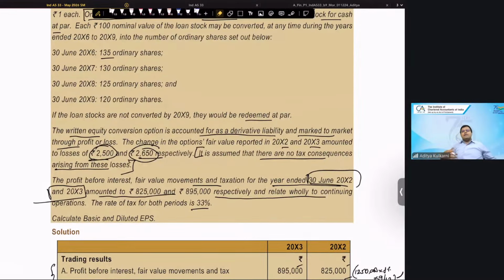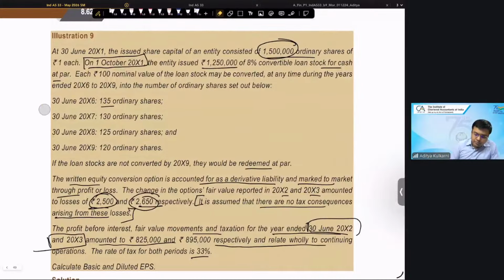What do we call a convertible option? Which convertible option do we have to take? We have 4 options. This is one loan note. Total, how many loan notes are there? 12,50,000 divided by 100. 1,250 loan notes.